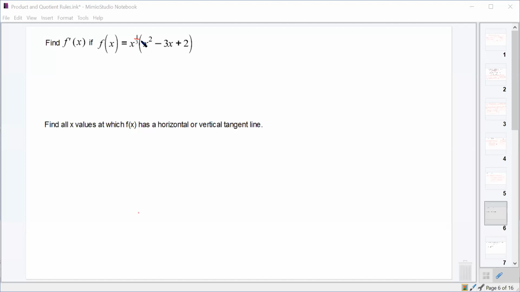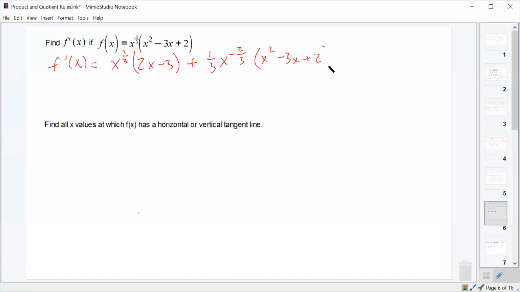So using the product rule, f prime of x is u, x to the 1/3, times the derivative of v, 2x minus 3, plus the derivative of x to the 1/3, which should be 1/3 x to the negative 2/3, times x squared minus 3x plus 2. That's what you got for your basic derivative. All right, cool.